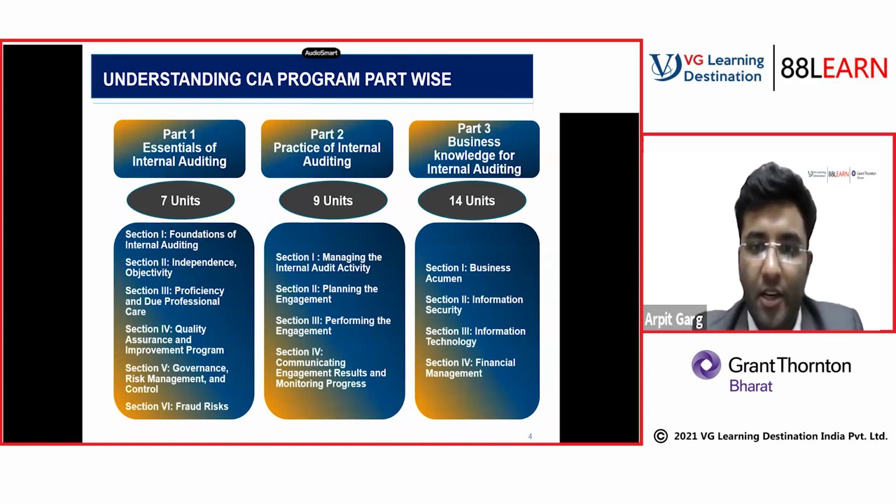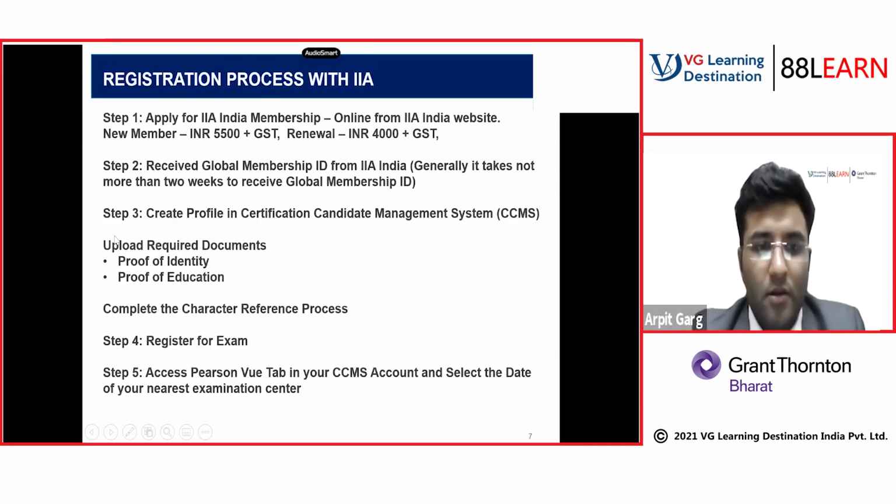The next question here is, can we have a gap between step 3 and step 4? Yes, of course, we can have a gap between step 3 and step 4. We can apply for the membership and create our CCMS account. And let me tell you also, guys, once we have registered for the CIA program, we have 3 years to complete the whole of the CIA program.